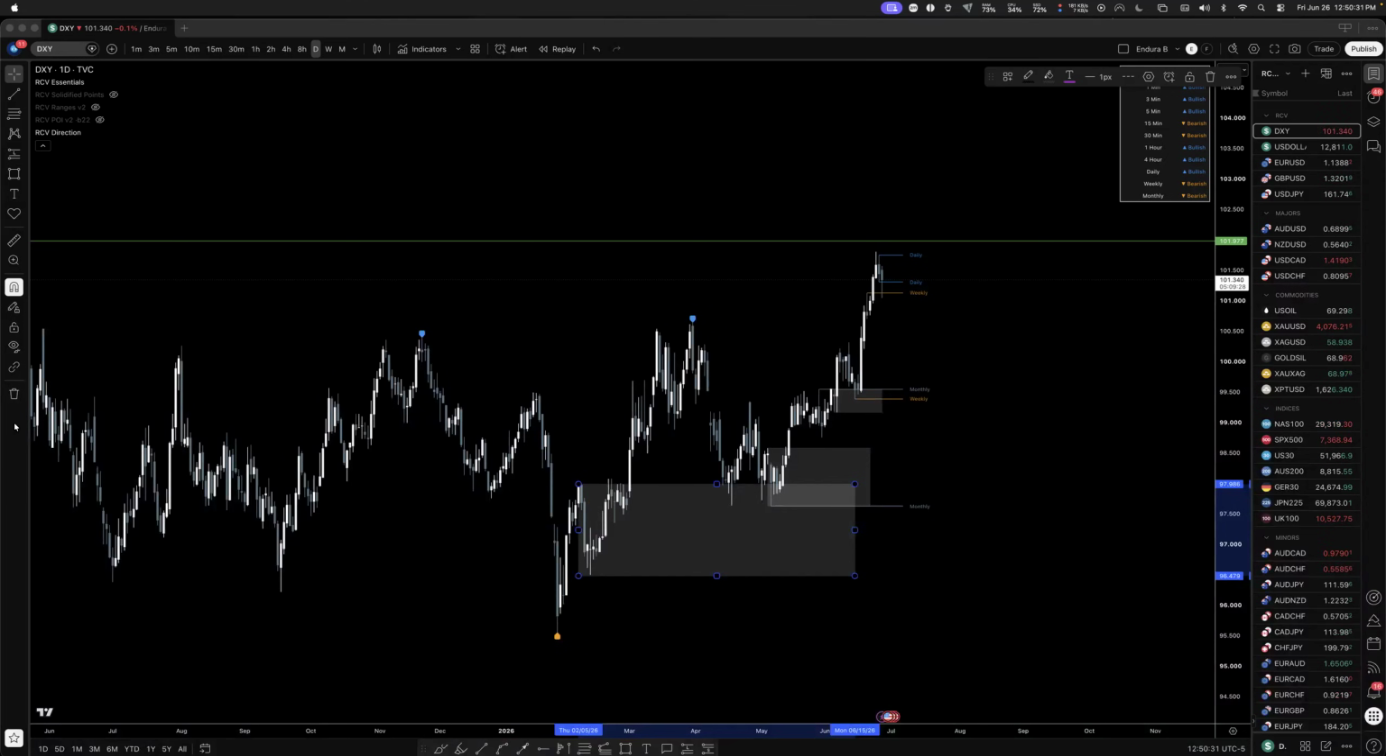But yeah, with DXY, three things can happen. We either just go straight shot, we come back and retrace here, or we react, have some type of manipulation, and then we have to wait for a transition to then go higher. Just three scenarios.